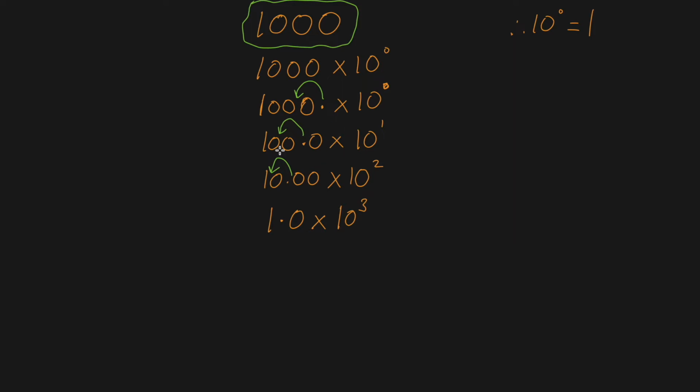As you can see, I've done it in sequence, and I think you have gotten the pattern here. As I move the decimal point to the left, passing through one digit at a time, you can see that the exponent of 10 increases by 1 each time.